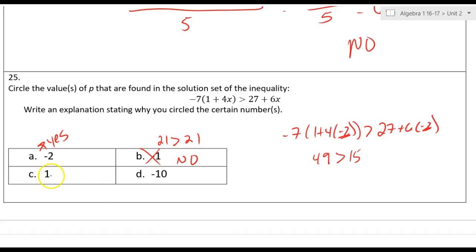So let's try 1. If I plug in 1, everything turns to a positive 1 in these parentheses. So negative 7 times (1 plus 4 times 1): negative 7 times 5 gives you negative 35. Is that greater than 27 plus 6 times 1, which is 33? So is negative 35 greater than 33? The answer is no. A negative number can never be larger than a positive number.